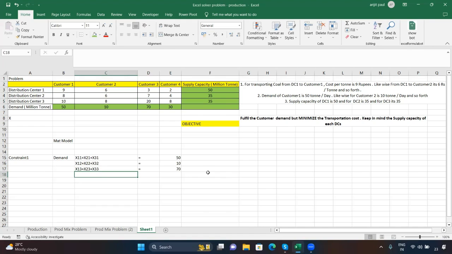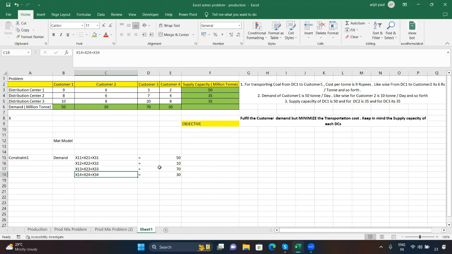So for customer number 4, we need to mention x14 plus x24 plus x34 equal to how much? 30. This is 1, this is 4. So this is the mathematical model for the demand constraint. Okay. 50, 10, 70, 30.